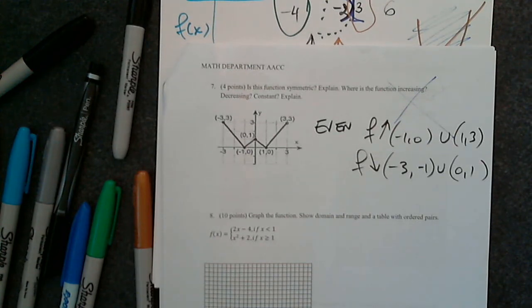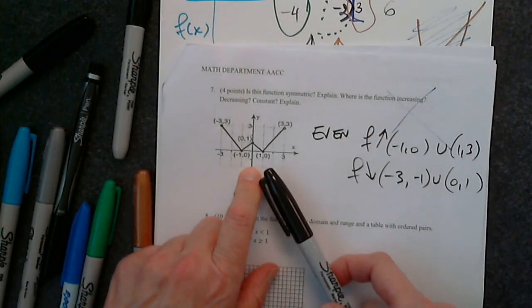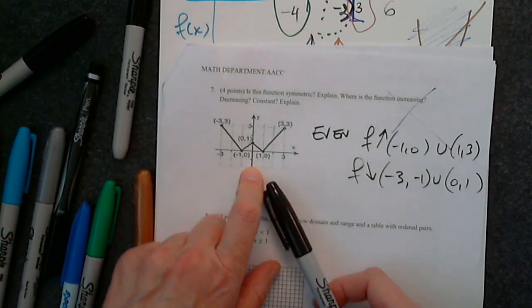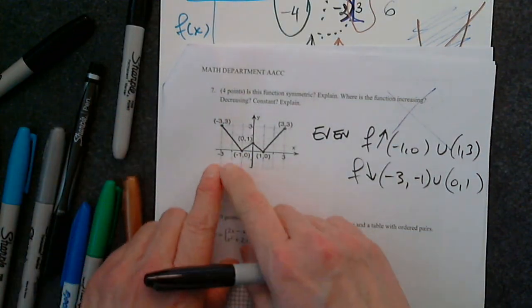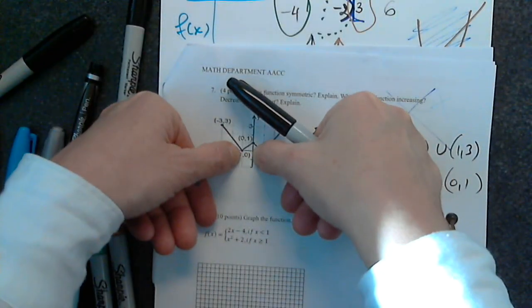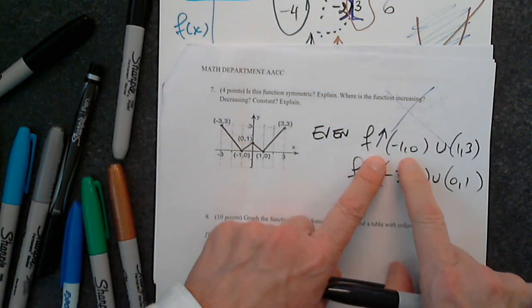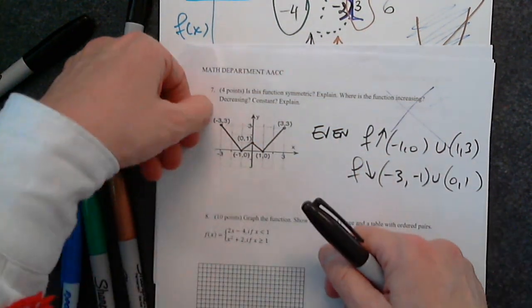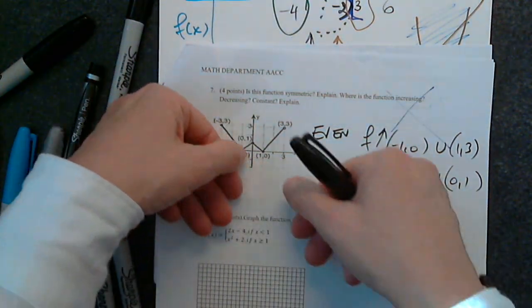Oh, let's write it. Okay, so the function is even. Is it clear that the function is even? Yes, it's symmetric with respect to the y-axis, correct? Yes. Okay, so the function is increasing between -1 and 0, increasing between 1 and 3. So going up between -1 and 0 and 1, 3. It's coming down between -3 and -1. It's coming down between 0 and 1.